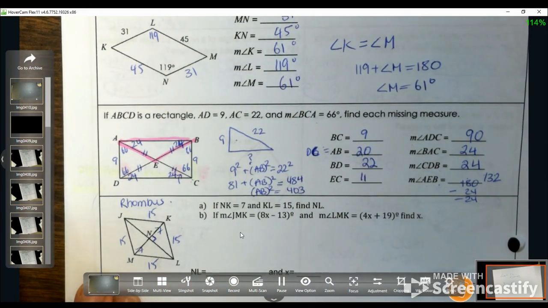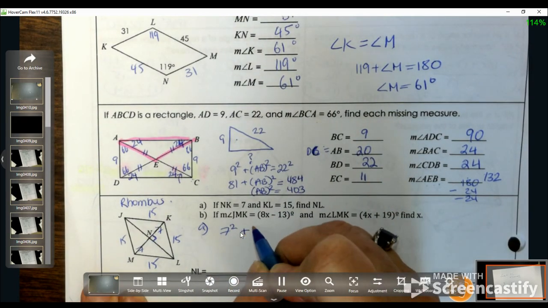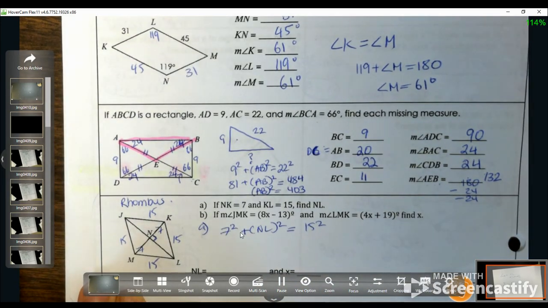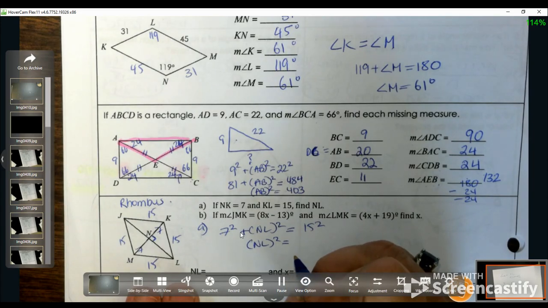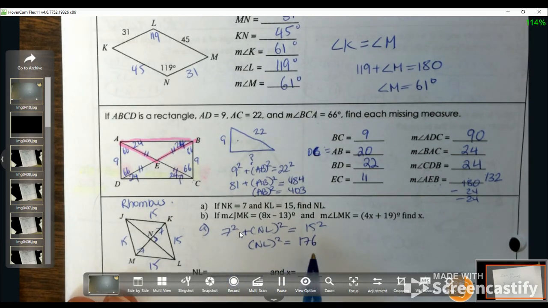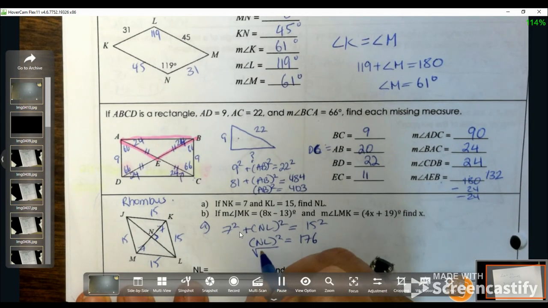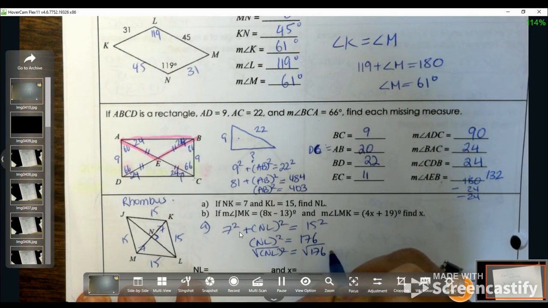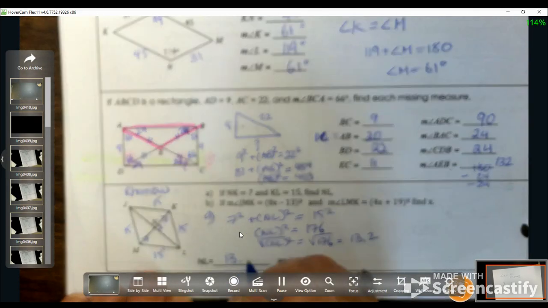Again, you need to use Pythagorean. And for A, I'm going to say 7 squared plus NL squared is equal to 15 squared. I have NL squared is equal to 176. This is 225 minus 49, which gives us 176. And the square root of NL squared is equal to the square root of 176, which is equal to 13.2. I have 13.2 as my answer.